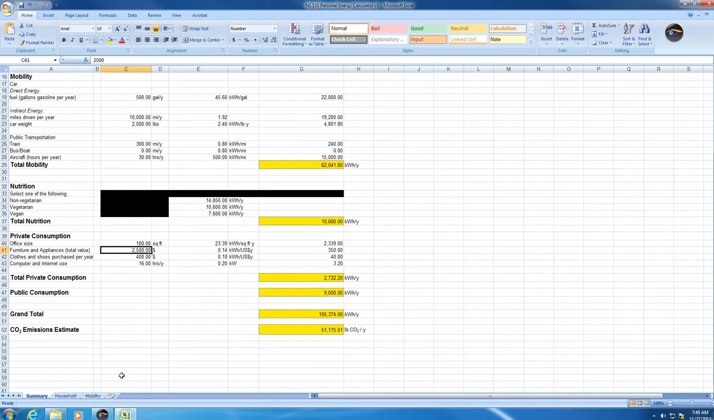And that's how we use the personal energy calculator. And now you'll return to the instructions for the activity, and you will discuss your results on a discussion board.